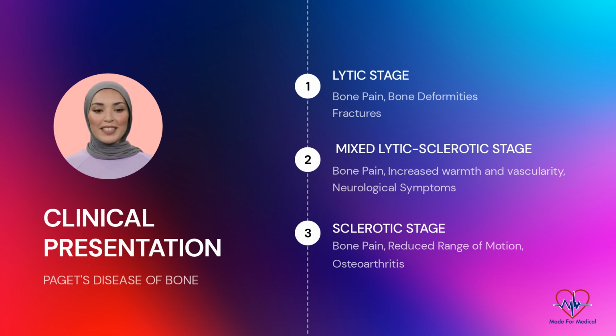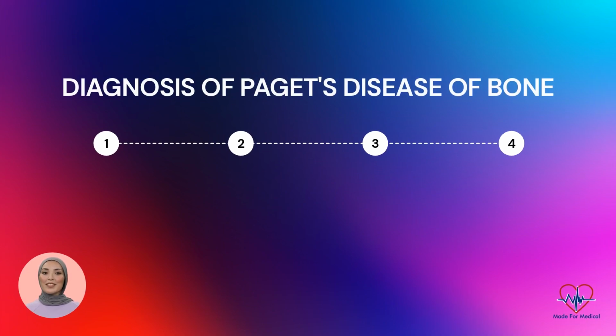If Paget's disease affects specific areas such as the spine, pelvis, or long bones, complications can arise, including spinal stenosis, nerve compression syndromes, osteoarthritis, and increased risk of fractures. Diagnosing Paget's disease of bone involves a combination of clinical evaluation, imaging studies, and laboratory tests. The diagnostic process typically includes the following steps: clinical medical history and physical examination.